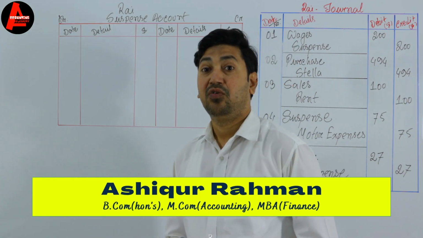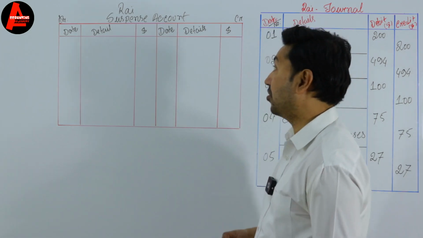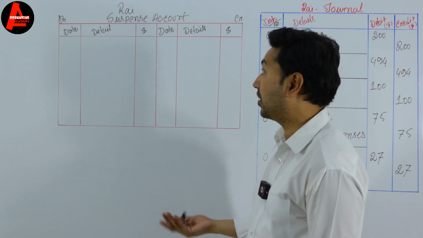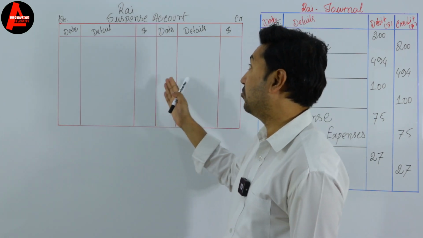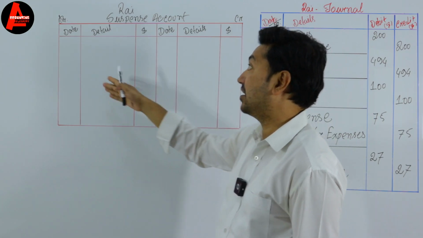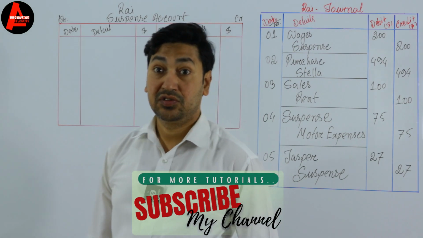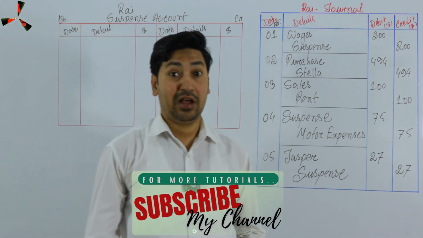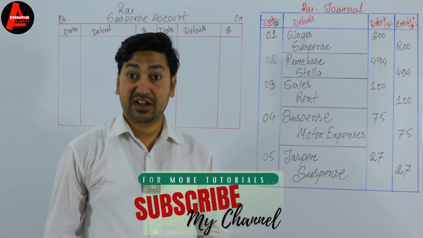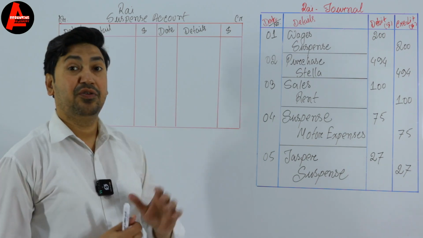Now how to prepare this suspense account? Here you see the format. This is just a normal traditional ledger account format. Here we have date, detail and dollar, and the same date, detail and dollar on the credit side, and these are on the debit side. First of all we need to write the balance. We have a balance in the trial balance, the suspense account on the trial balance. We need to record it here first.